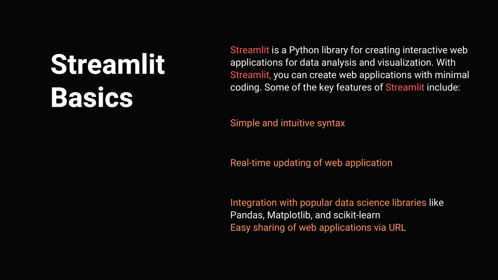Streamlit is a Python library for creating interactive web applications for data analysis and visualization. With Streamlit, you can create web applications with minimal coding. Some of the key features of Streamlit include simple and intuitive syntax, real-time updating of web application, integration with popular data science libraries like Pandas, Matplotlib, and Scikit-Learn, easy sharing of web applications via URL.